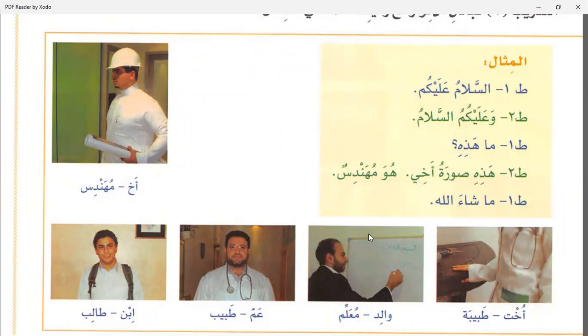So again I need two students. Raise your hand. Miss Satya, you are first student and Miss Khadija, you are second student.